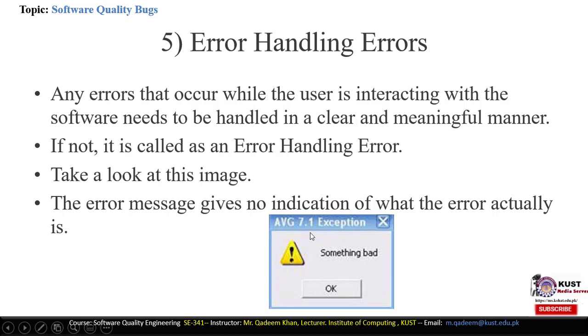That is the EVG 7.1 message in fact, and it is a generalized message. We should avoid generalized messages about something bad happening. There should be a specific message to the end users that this task is not performing because of a particular sort of error. So error handling errors should be defined in a very clear way.